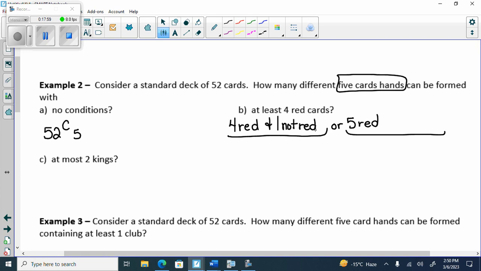How many red are there? Half the deck. 26. So we have 26C4 and "and" means I multiply. And then not reds, 26C1. "Or" means I add. And then I start over with all my cards again when I get a new case. So 26 red, choose 5. Every new case you start over with all your cards.